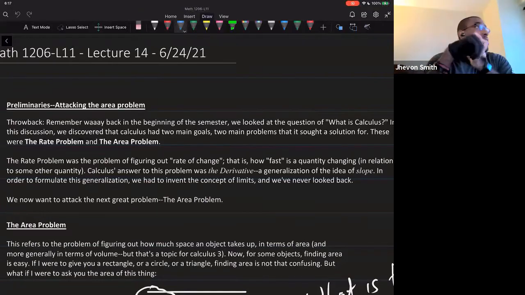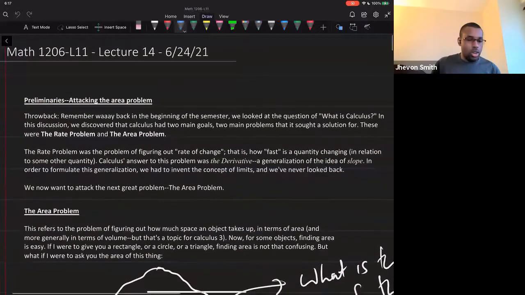So, throwback to the beginning of class, I mentioned that there were two main problems that calculus was aimed at solving. One was the rate problem, which the solution was the derivative, and we've spent a lot of time on that. The other one was the area problem. So that's the problem that we're going to be focusing on now. The area problem is pretty much the problem of figuring out how much space something takes up. In 2 dimensions, that's called area. In 3 and higher dimensions, that's called volume. And we just want to know how much space something takes up.